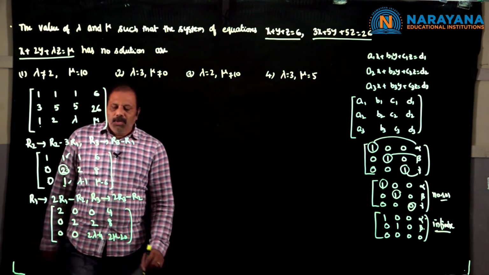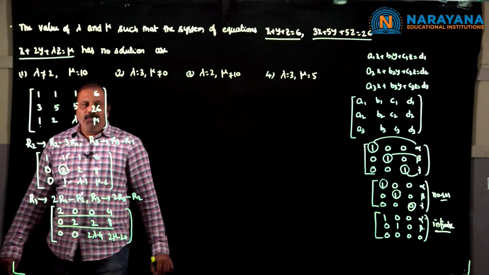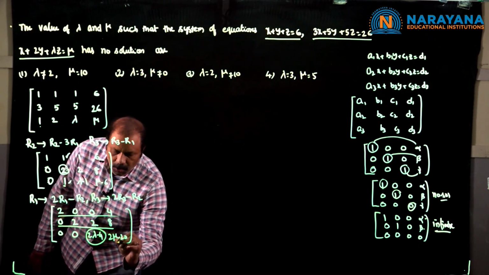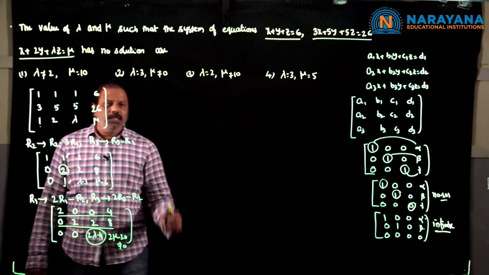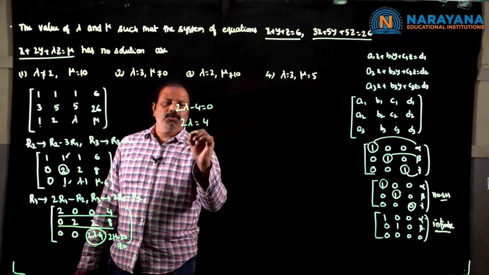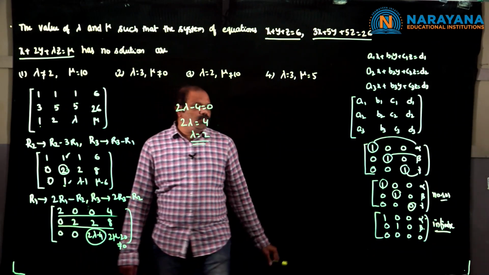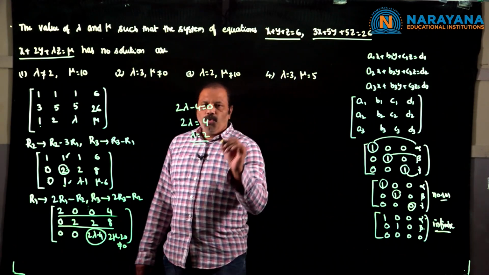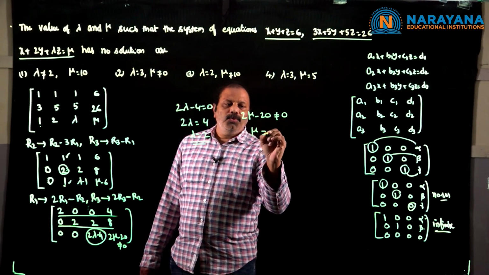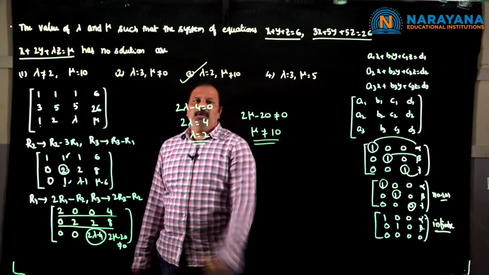So there is no problem with the second row or first row. Now this will have no solution if this element is equal to 0 and this element is not equal to 0. That means 2 lambda minus 4 is equal to 0, 2 lambda is equal to 4, which implies lambda is equal to 2. And this element should not be equal to 0, as I already explained. Now 2 mu minus 20 is not equal to 0, hence mu is not equal to 10. Lambda is equal to 2 and mu is not equal to 10. The third option is the correct option.